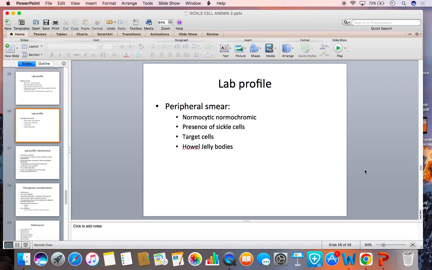Then coming to lab profile. Continue lab profile. Peripheral smear shows normocytic normochromic anemia, presence of sickle cells, target cells, and Howell-Jolly bodies, which indicates asplenia.